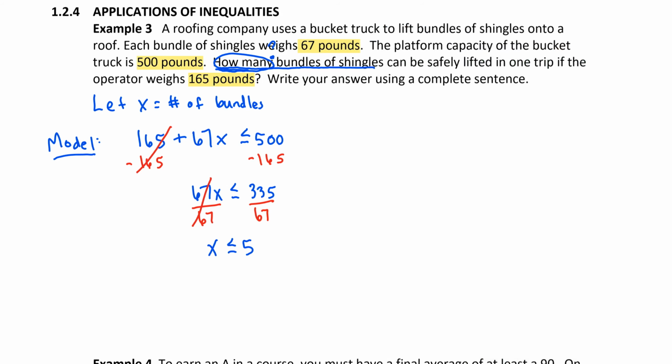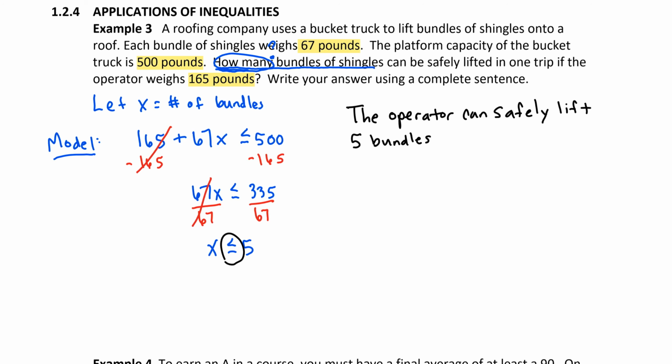So let's respond to the question using a complete sentence. We can say the operator can safely lift 5 bundles. Now, that's the exact solution, but we have to indicate that we were solving an inequality with our words. So we would say 5 bundles or less in each trip.